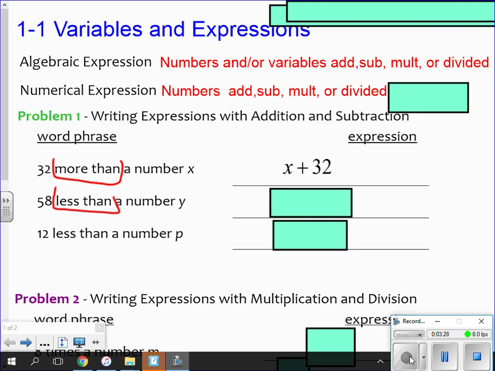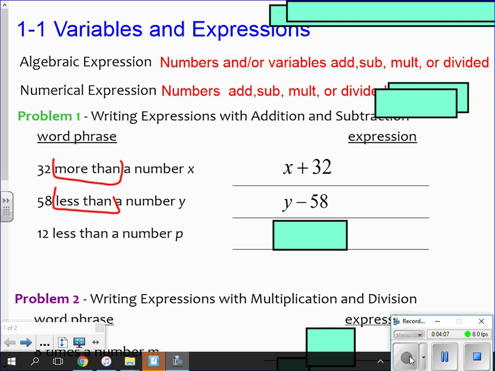On the next one, we have a number Y, 58 less than the number Y. What are we starting with? We're starting out with whatever Y is and taking 58 away from that. So we're going to have Y minus 58. Could I do this as 58 minus Y? No, order matters. With subtraction, it matters which one you do. Is 3 minus 2 the same thing as 2 minus 3? No, they're not the same thing. Subtraction order matters. So when you have 58 less than, that means you're starting with the second part and you're going to take 58 away from it.